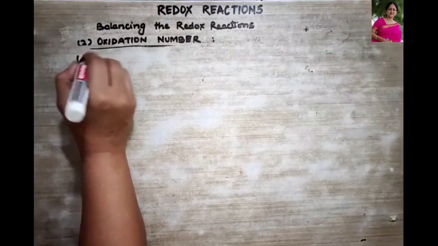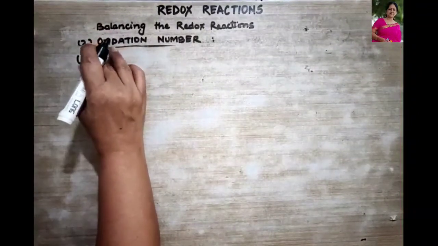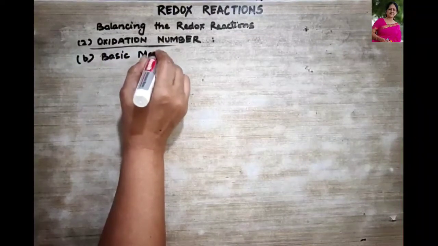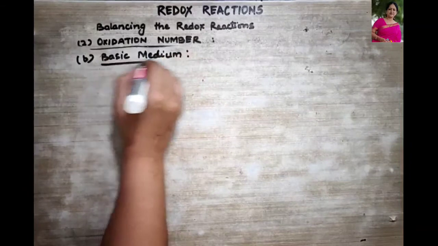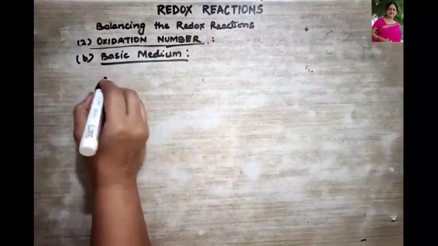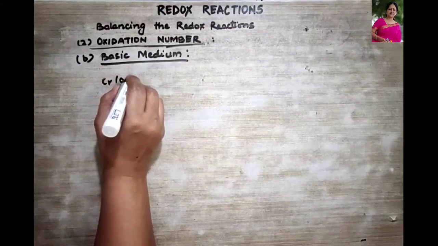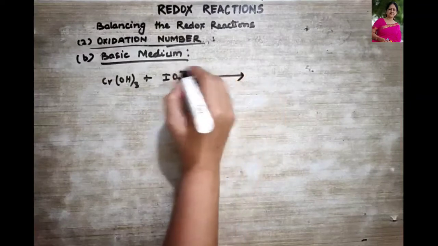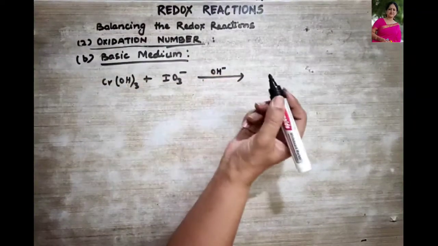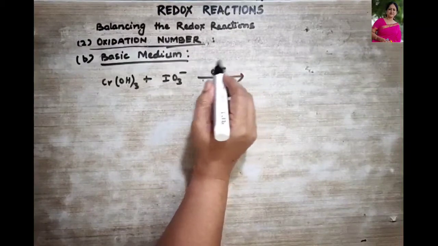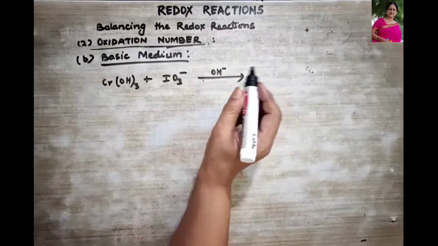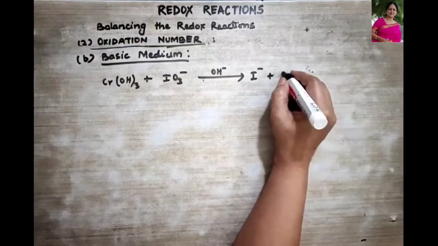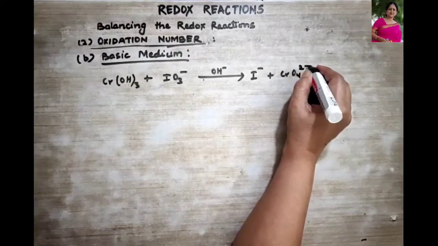Now let us understand one equation in your basic medium, or alkaline medium. Okay. So let's take an equation over here like chromium hydroxide plus, now this is your basic medium. If OH minus is written over here, you should understand that the equation is in its basic medium. Okay. Iodine ion plus CrO4 2 minus.